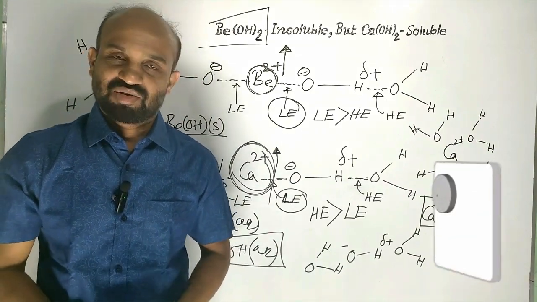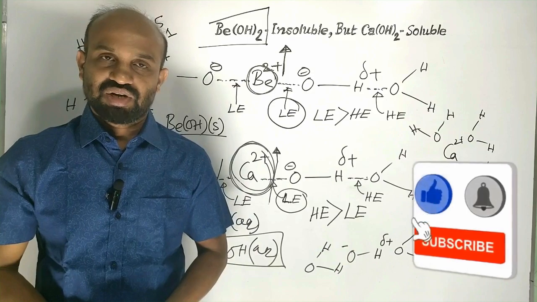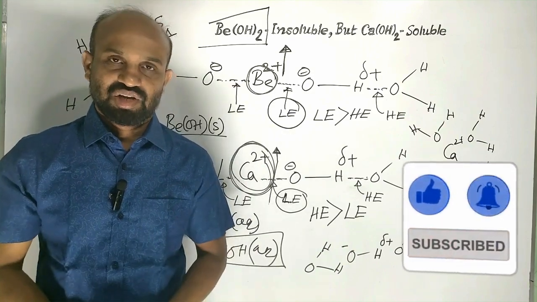So, beryllium hydroxide is insoluble in water. Calcium hydroxide is soluble in water.